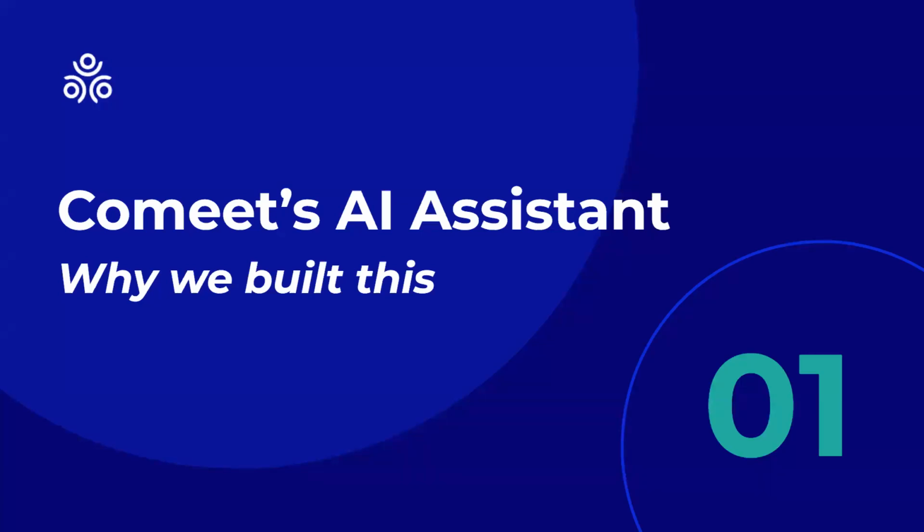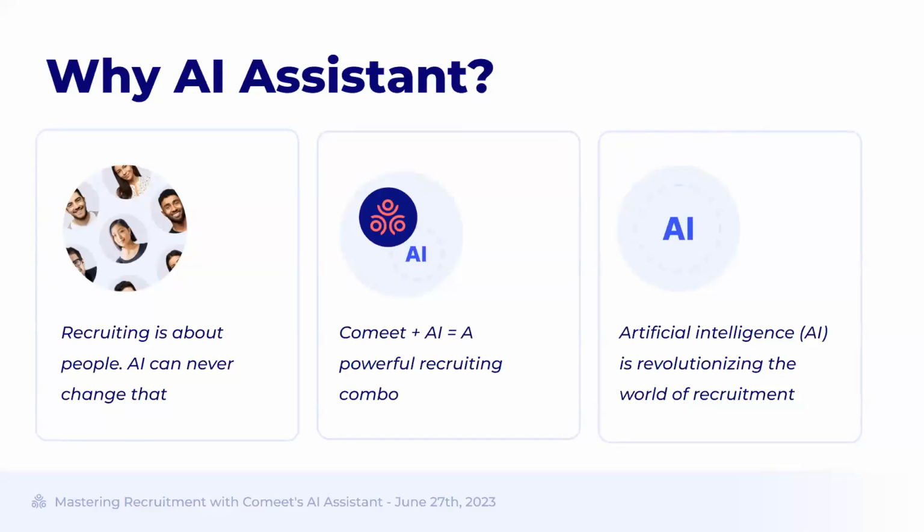So diving back into our topic for today, Comeet's AI assistant and why we built this. So as I mentioned, AI is everywhere. You can't really hide from it. And we can really see that it's revolutionizing the world of recruitment. It's really interesting to see that 43% of human resources professionals are already using it in their hiring processes. And really the reason behind this rapid adoption is that organizations are starting to see the potential of AI and what it can do to improve the different recruitment efforts.